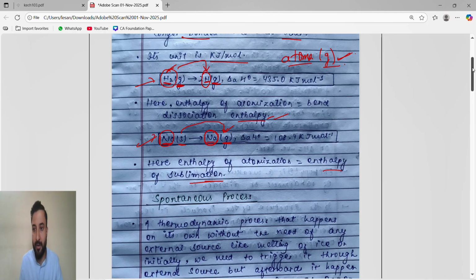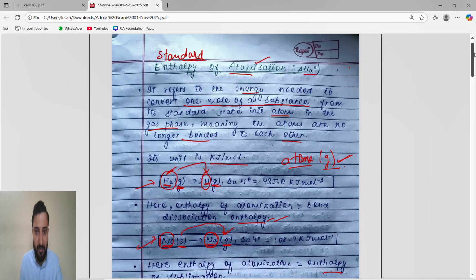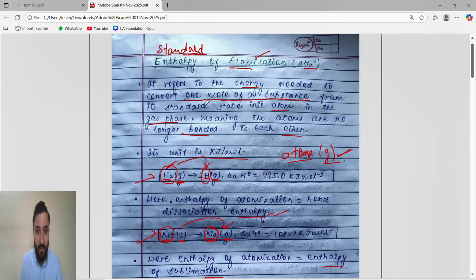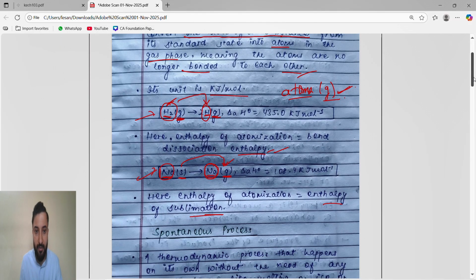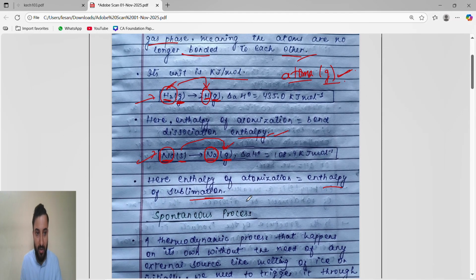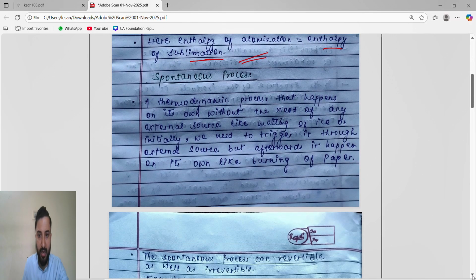So what you have to do, guys, is write the definition of standard enthalpy of atomization, and after the definition you have to write all this till here. If you want to write this value, you can; if you don't want to, don't, because there is no need for this value. Just this conversion is important. Understand? Yes, sir.